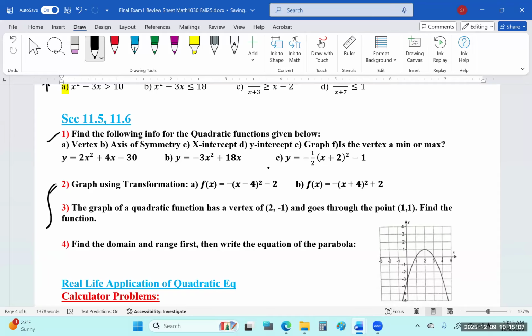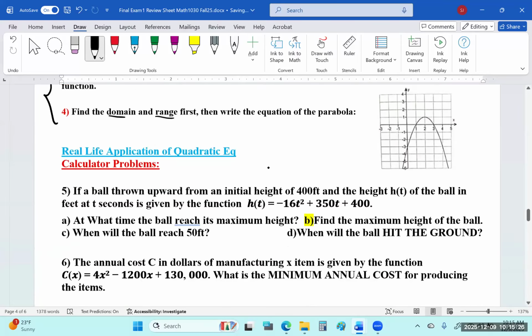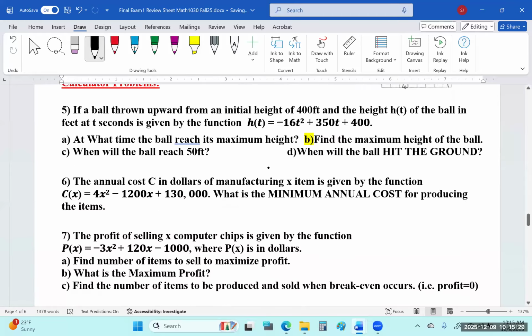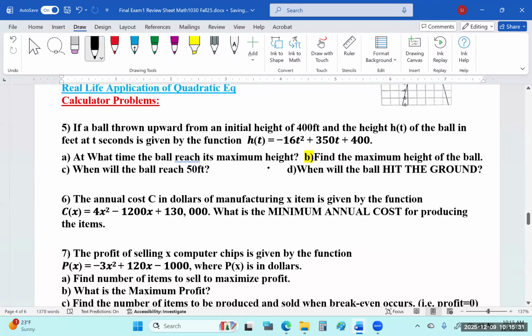Like this. They will give you the information and you draw the graph using transformation, or the graph will be given to you to find the equation. And then sometimes they ask for domain and range. So these are sometimes. Now here we have three types of questions, but I believe I have seen that mostly one of this part comes. Either they're going to ask for time or the maximum height.